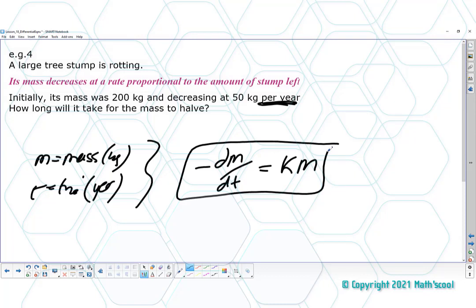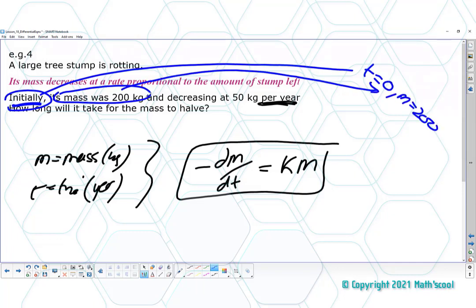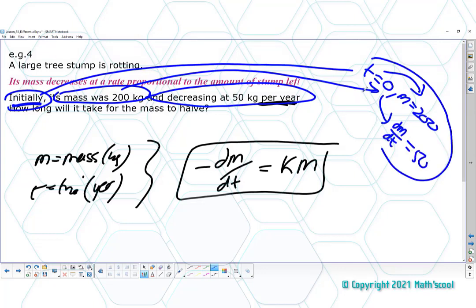And then we look at the information they've given us. They tell us when the mass initially, that means t is 0. So t equals 0, its mass was 200. And it was decreasing at a rate of 50. So t is 0, m is 200, but also dm by dt is 50. That's quite a bit of information. They've told us everything we need to know at t equals 0.